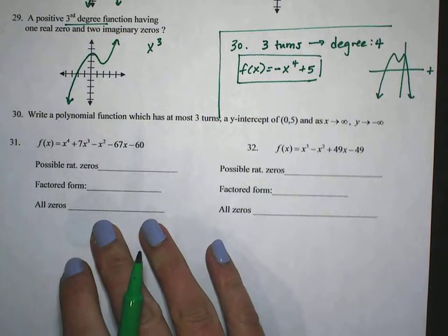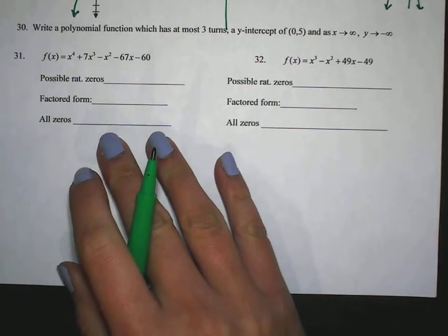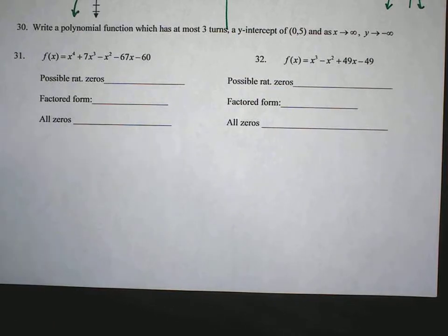Okay, 31 and 32 are very similar to each other. They look exactly like your pink quiz. So what we're going to do is go through 31 and then 32 and see how different they are.